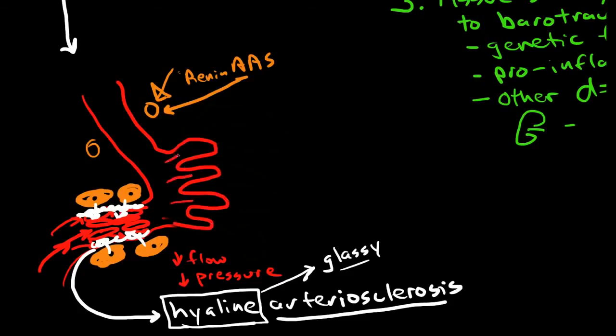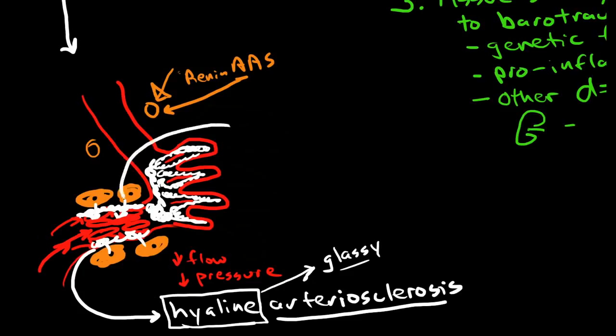Now, as this ischemia continues, cells inside the glomerulus begin to extrude a hyaline-looking substance inside the glomerulus as well. And we end up with a glomerulus that is filled with hyaline. It's called hyalinization of the glomerulus. So obviously, when the glomerulus is filled with hyaline, the nephron is no longer functioning.